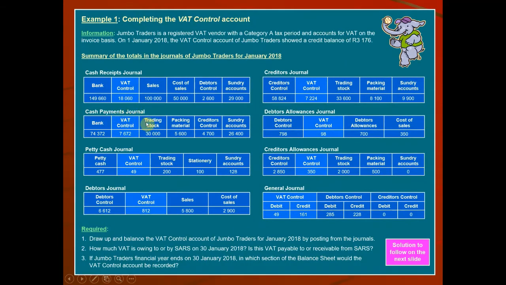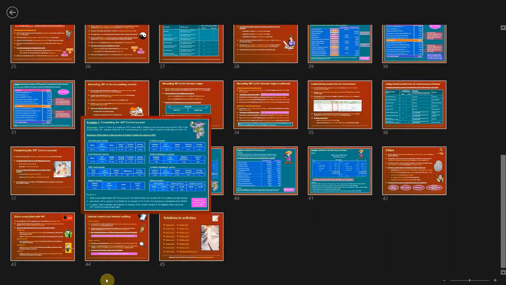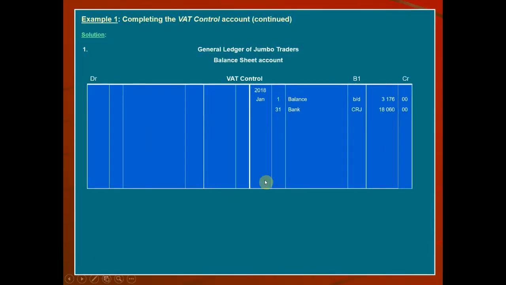So cash payments journal, opposite in a sense of the cash receipts journal. Now our bank will decrease, assets decrease on the credit side. Therefore we will have to debit another account, namely the VAT Control Account. So we will debit VAT Control Account, and bank is the contra entry, the name of the other account that will be credited.